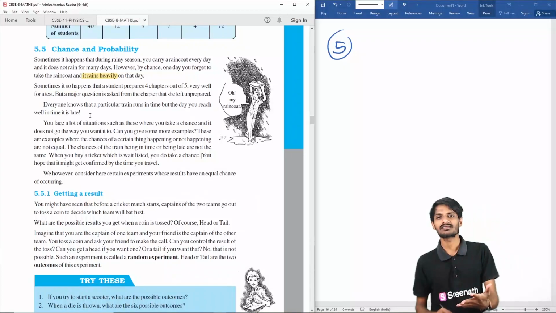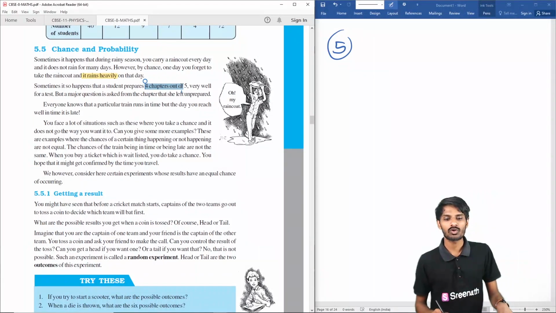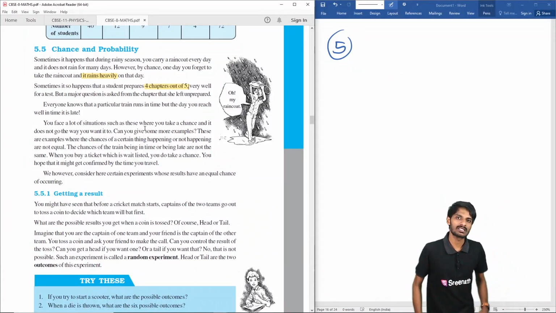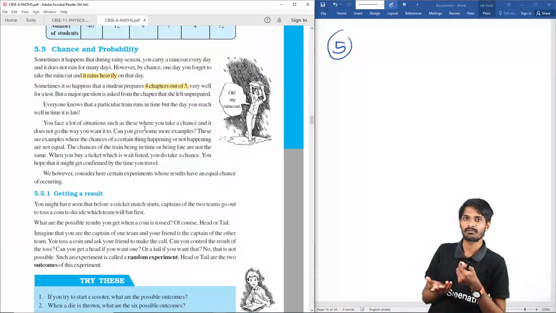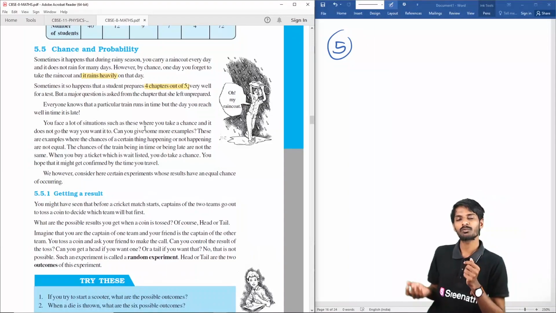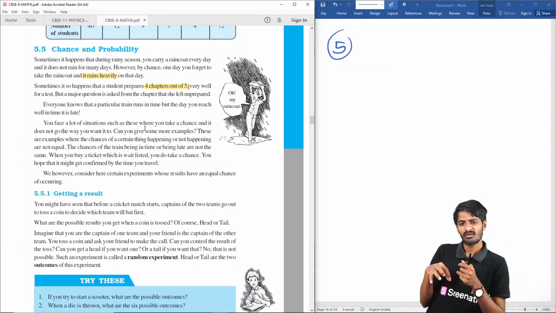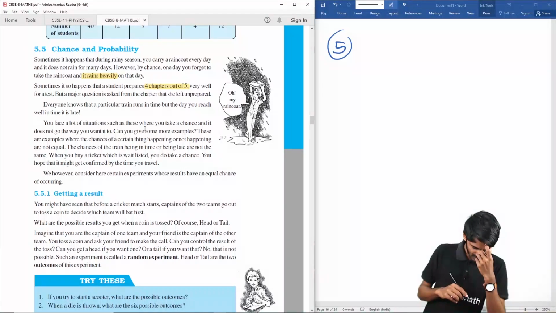Sometimes we prepare 4 chapters out of 5 and leave 1 chapter. But what happens in the exam? The questions come from the 5th chapter. Major questions come from the 5th chapter, the portion we left. Questions have come from there. Okay, students, so these are the things.